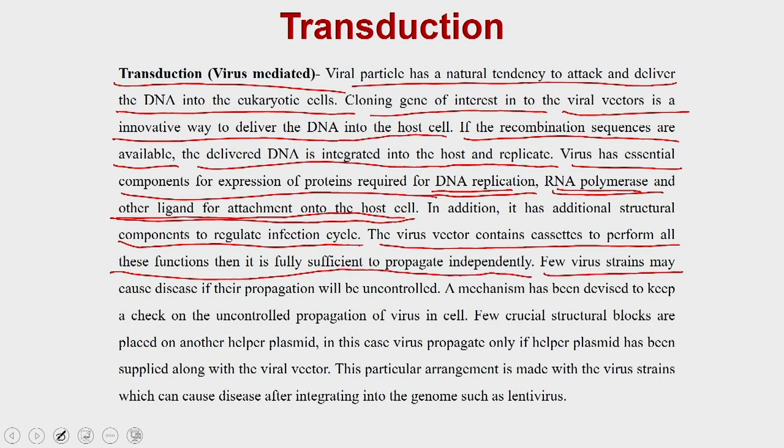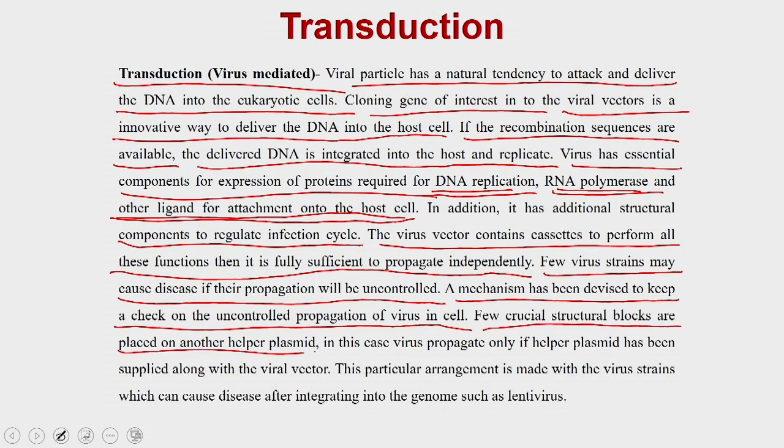A few virus strains may cause disease if their propagation is uncontrolled. In this case, a mechanism has been devised to keep a check on uncontrolled propagation of a virus in a cell. A few structural blocks are placed on another helper plasmid, so the virus propagates only if the helper plasmid is supplied along with the viral vector. What it means is that you take multiple plasmids: in some plasmids you keep the structural components, in others the DNA polymerase, RNA polymerase, and so on. Until all these plasmids are available, the virus will not be able to cause active infection or active disease in the cell.